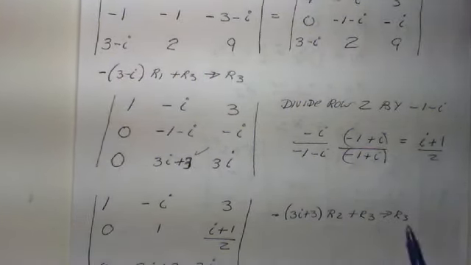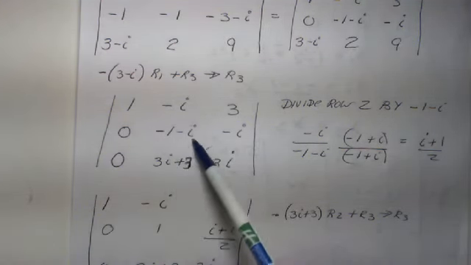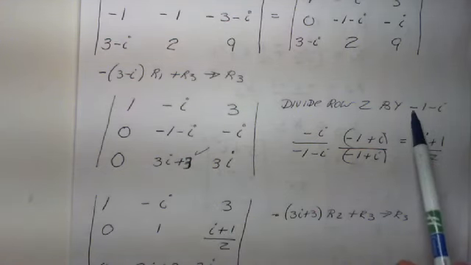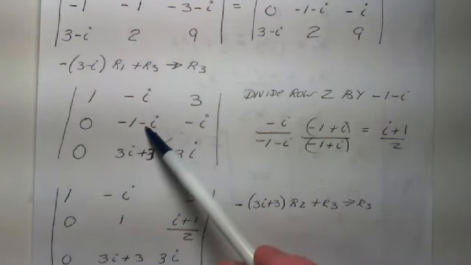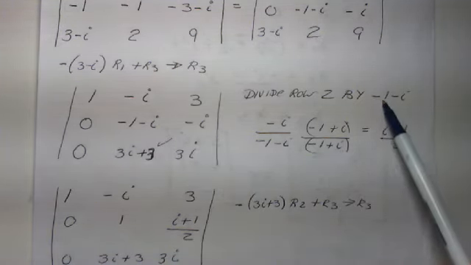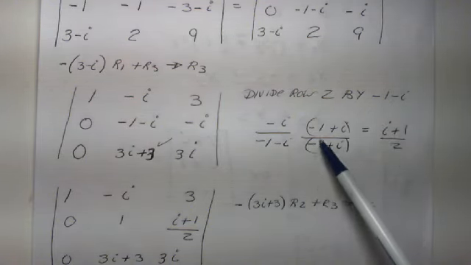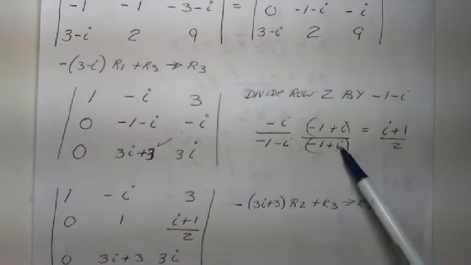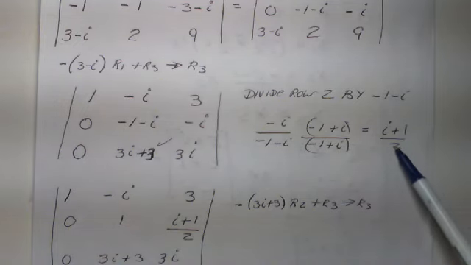Alright, what you should do now, this is kind of tricky, is you need to get this to be 1. That's your next objective. So what I did is I divided everything in this row by -1 minus i. Now, obviously this is going to give you a 1 immediately. When you take minus i divided by -1 minus i, like I did here, you want to multiply the top and bottom by the conjugate of this, which is -1 plus i. When you do that, that's going to give you (i plus 1) over 2.